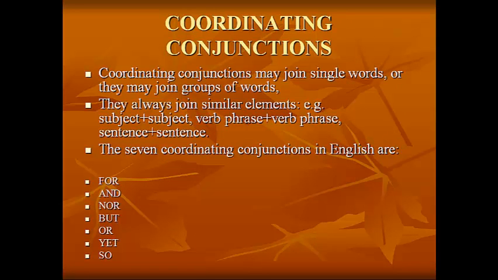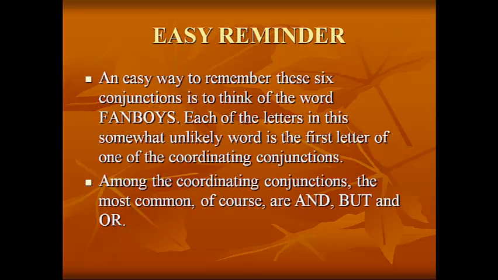Coordinating conjunctions. Coordinating conjunctions may join single words, or they may join groups of words. They always join similar elements. For example, subject plus subject, verb phrase plus verb phrase, sentence plus sentence. The 7 coordinating conjunctions in English are for, and, nor, but, or, yet, so.